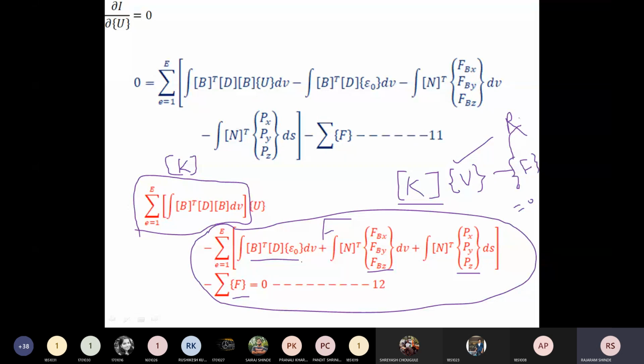And this is your thermal load matrix, and addition of all these forces is equal to the total load acting on the body. Am I right?